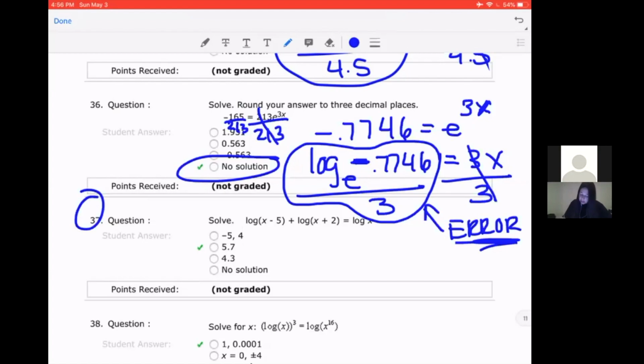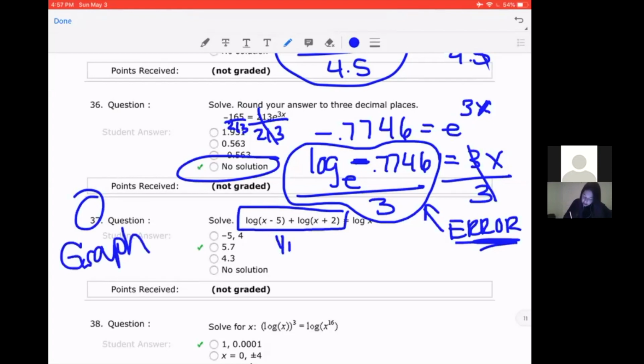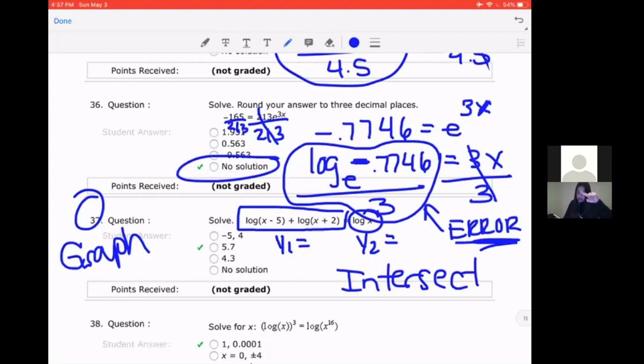Again, these are a little bit longer. So when you have the logs split up, I would recommend to graph. So put this in y1 equals, put this in y2 equals, and then again, you want to see where they intersect. So go to second trace, intersect, and see where that takes place.